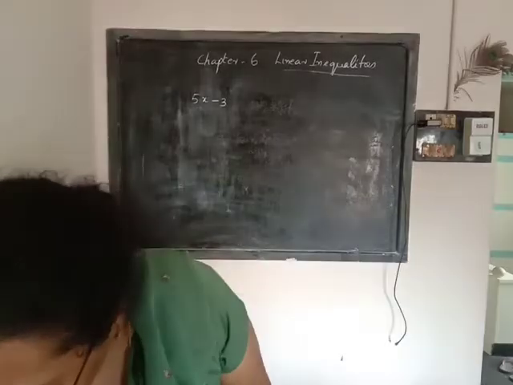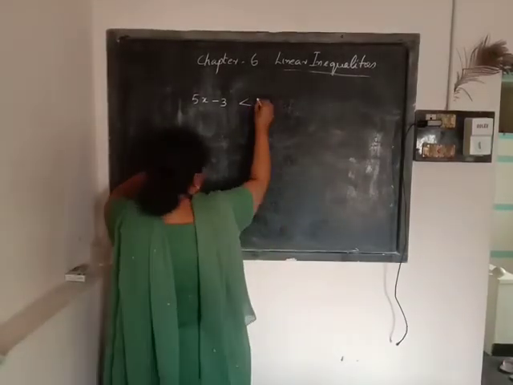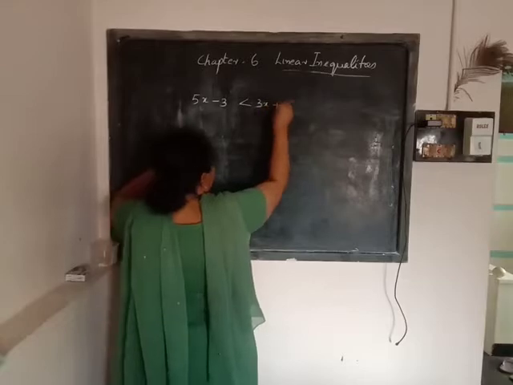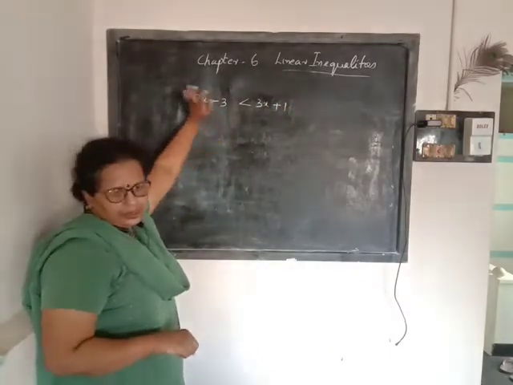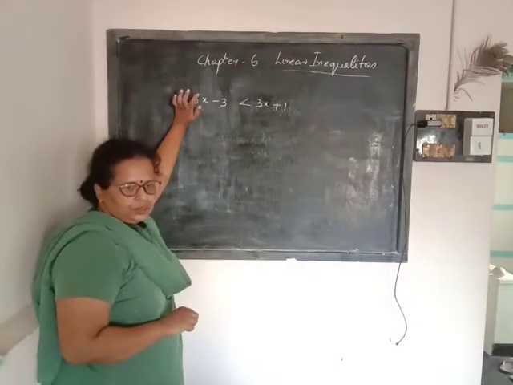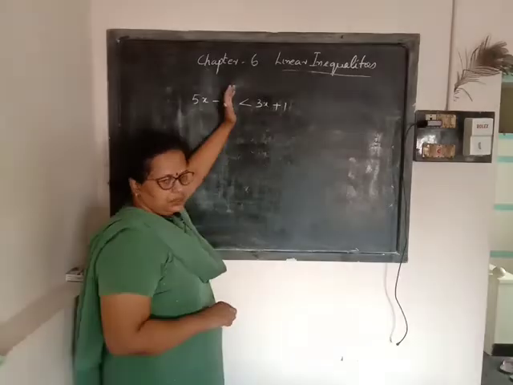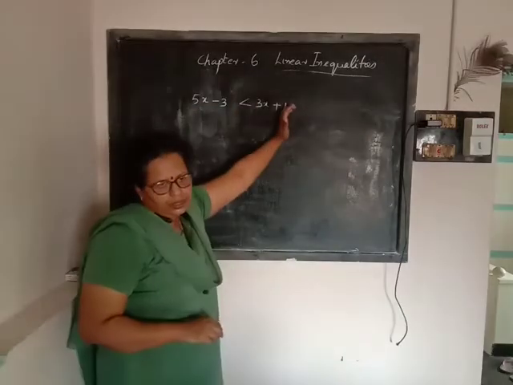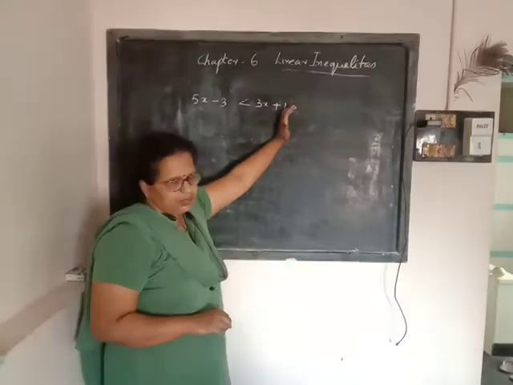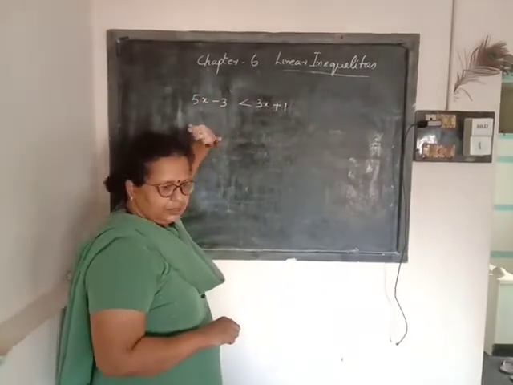5x minus 3 less than 3x plus 1. When you do addition and subtraction, it is just like the equation. So you can change. No need of adding plus 3 minus 1 like that. Just take negative 3 to this side, and it becomes plus 3. If you take the plus 1 to this side, it becomes negative. That's all the changes you can make.